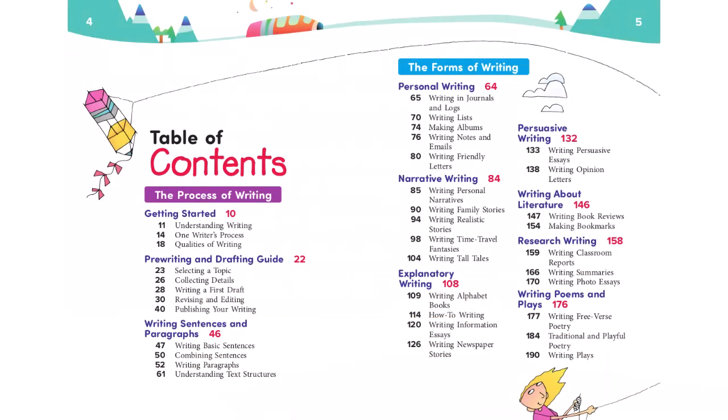The process section gives an overview of writing, goes through pre-writing, writing, revising, editing, and publishing, and helps students with sentences and paragraphs. The forms of writing cover the major modes: personal writing, narrative writing, explanatory writing, persuasive writing, writing about literature, research writing, and writing poems and plays.